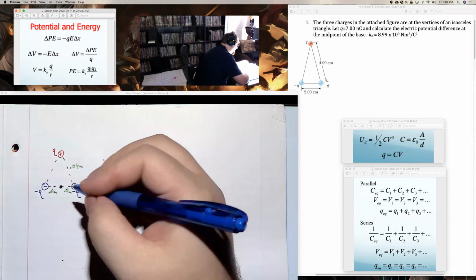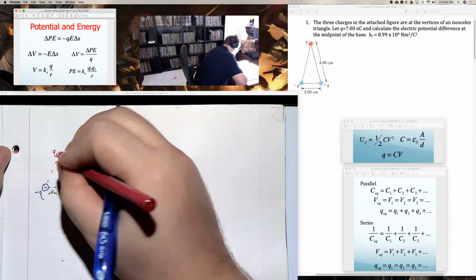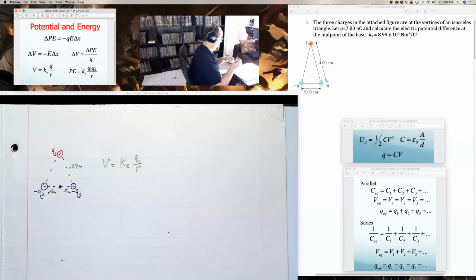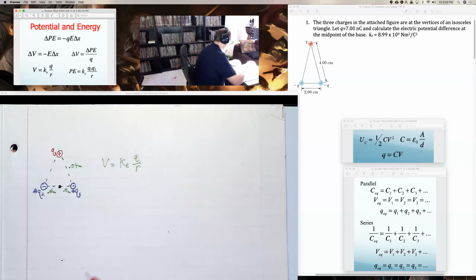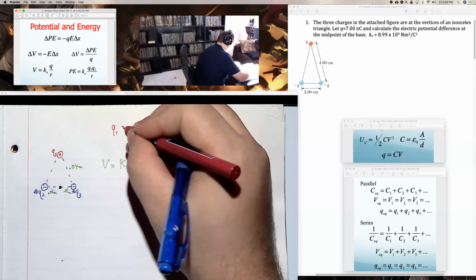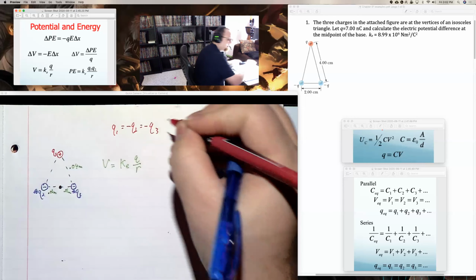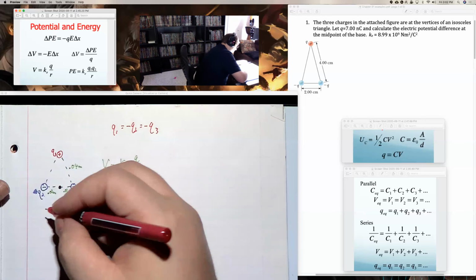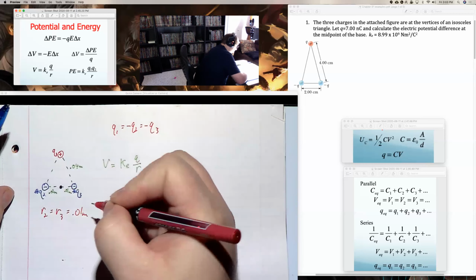Now, this problem doesn't number them, but I'm going to number these just to make it easier to solve. I'm going to call this Q1, this one Q2, and this one Q3. And let's just get rid of these negative signs because I'm just going to call them that. Q1 equals negative Q2 equals negative Q3. So I'm going to start by finding some of the distances. We know R2 and R3 are 0.01 meters.